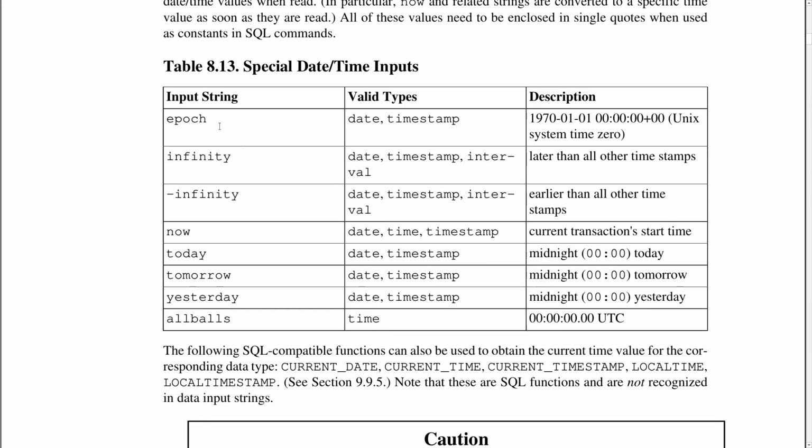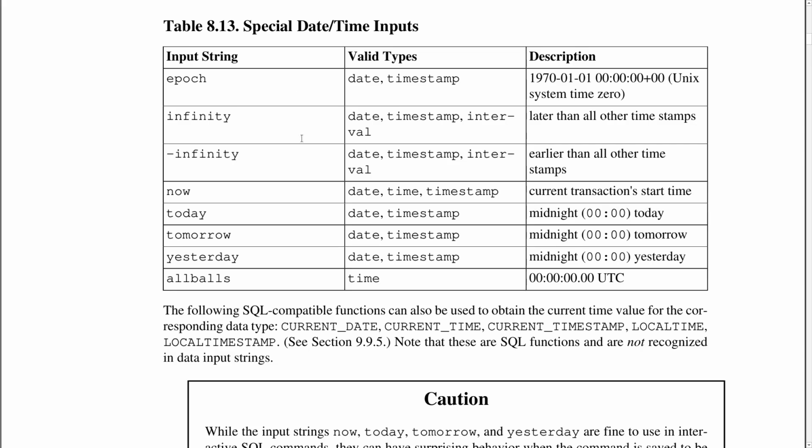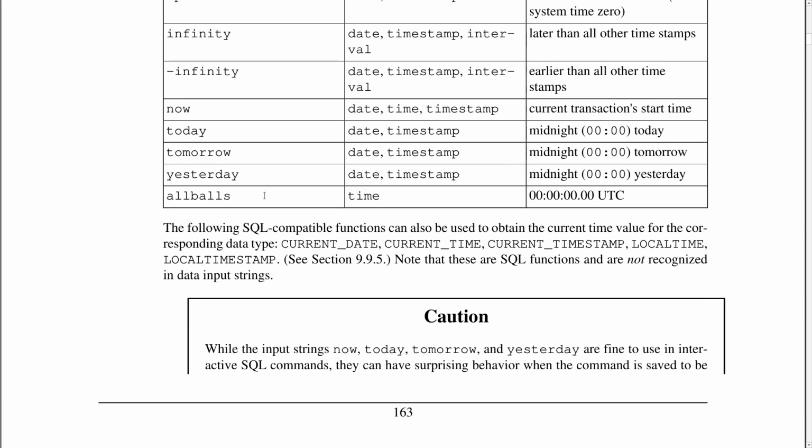So one is epoch, which all programmers know, that is the beginning of 1970, 1st January 1970 at midnight. Infinity and minus infinity are special. So infinity is later than all timestamps and minus infinity is earlier than all other timestamps. That is, once you go beyond the limit, they become infinity. Now is the current transaction start time. Today is midnight, tomorrow is tomorrow's midnight, yesterday is yesterday's midnight, and allballs is 00:00:00 UTC.